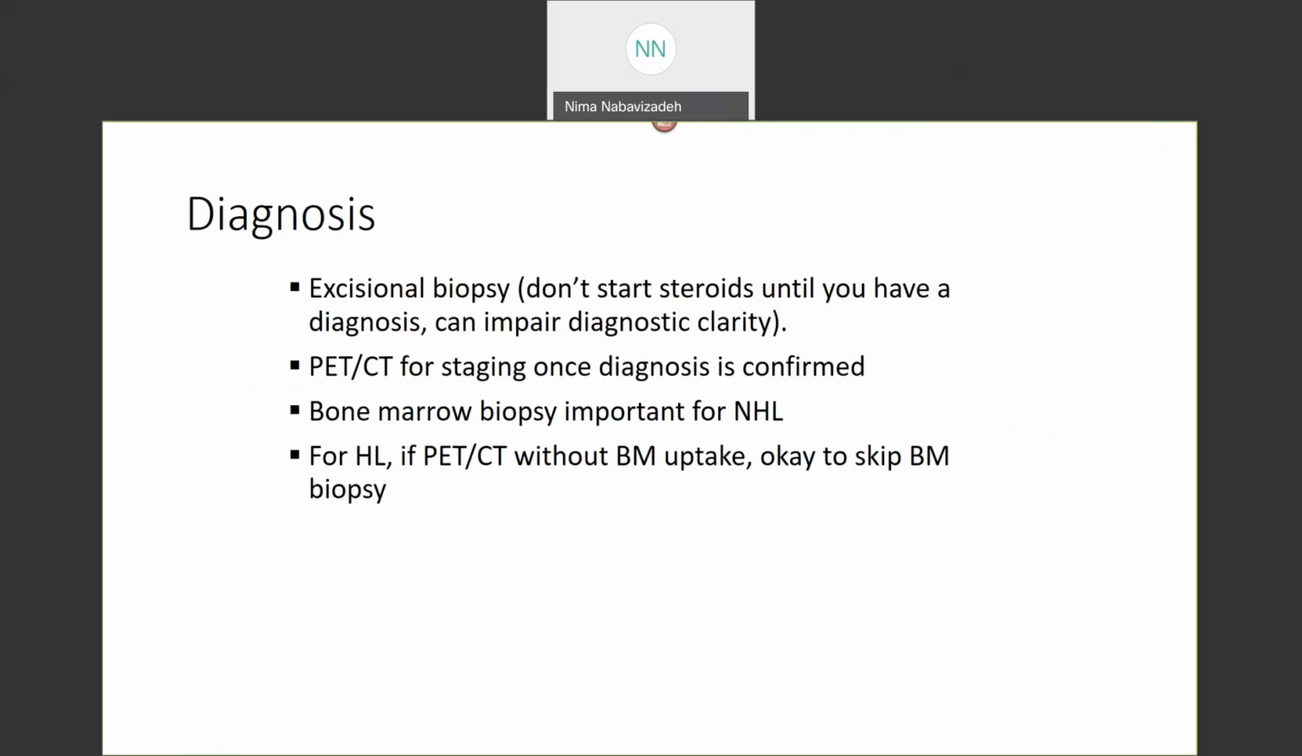Sometimes we can get away with core biopsies, which is in between an FNA and excisional, but excisional is still the standard for diagnostic evaluation of an abnormally large lymph node.